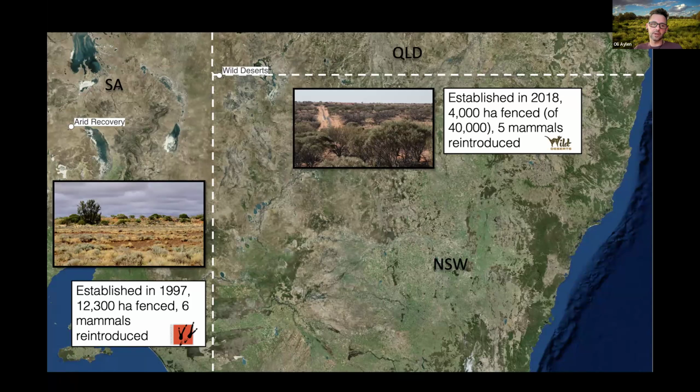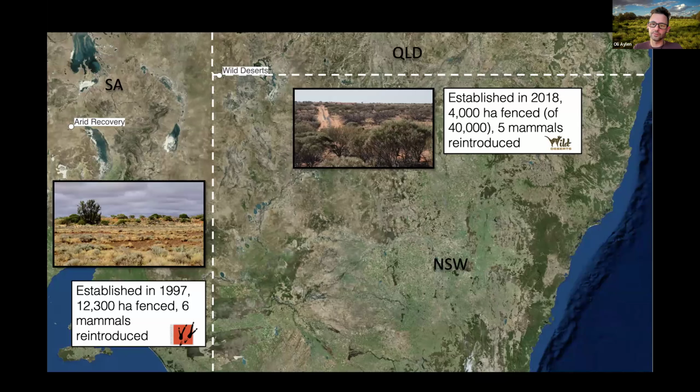And then we have Arid Recovery. This is out in South Australia. It is slightly larger, over 12,000 hectares, and there are 6 reintroduced mammals that thrive in this sanctuary. As far as their ecosystem type, they are very similar. They have similar amounts of rainfall, about 200 mil annually. And the vegetation is similar, but Wild Deserts is generally a lot more treed. You can see from these pictures, it gives you a bit of an idea.